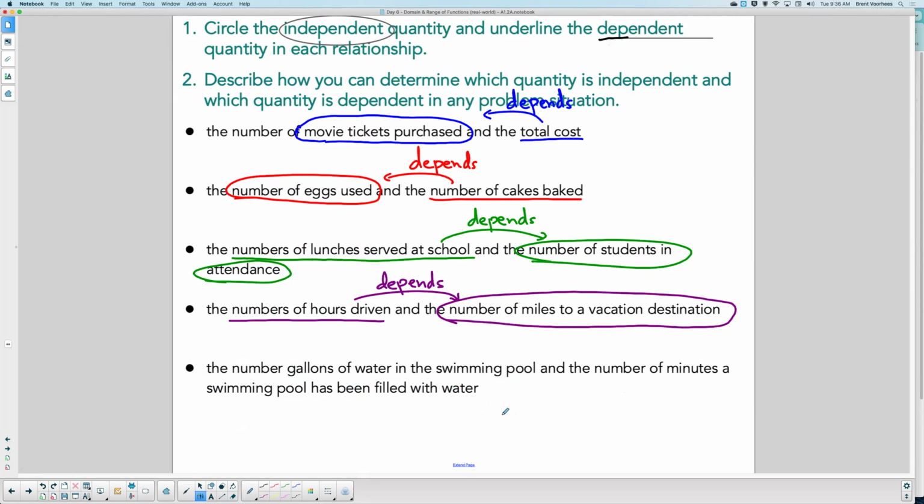Danny, I was going to have you. What do you think? What comes first? That's right. You're holding a hose. The number of minutes you've been holding that water hose would determine how many gallons of water are actually in the swimming pool. Does that make sense? So the independent is the number of minutes the swimming pool has been filled with water. The number of gallons of water, that's the dependent. This depends on that.